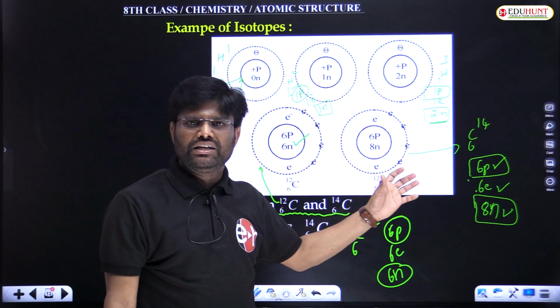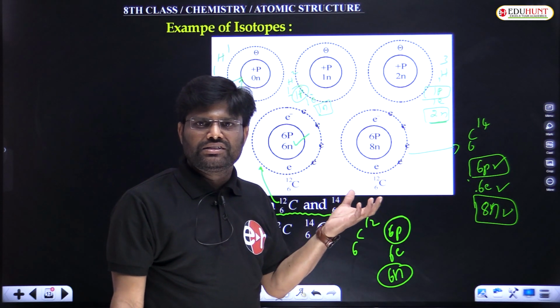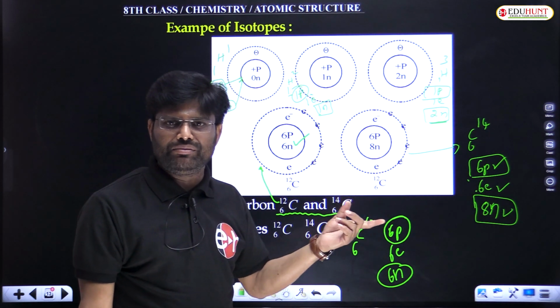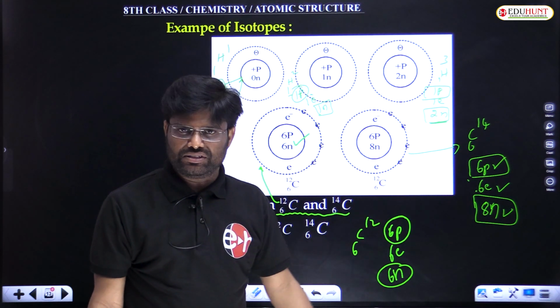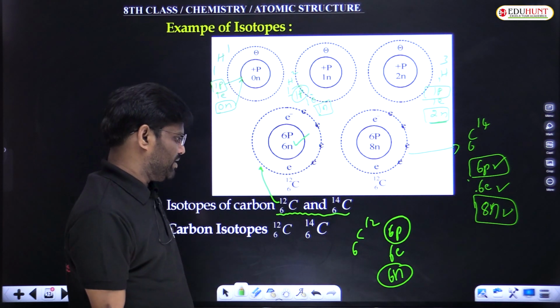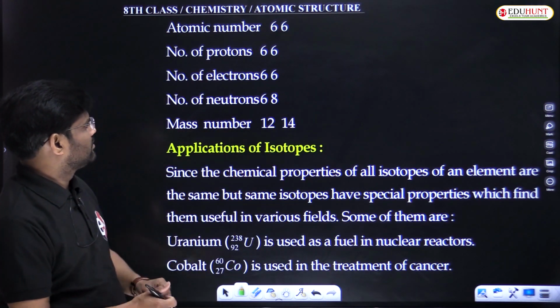This is about isotopes: atoms of the same element having the same atomic number but different mass numbers, with different physical properties but the same chemical properties. This was already explained in yesterday's class.